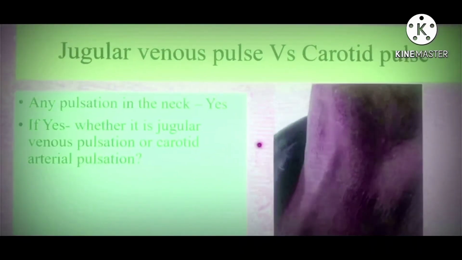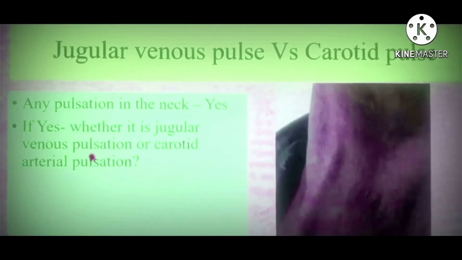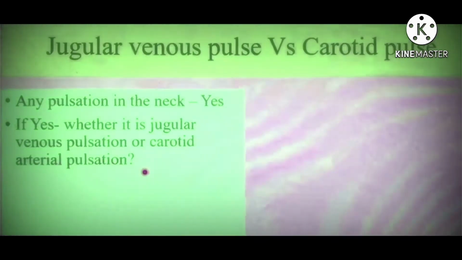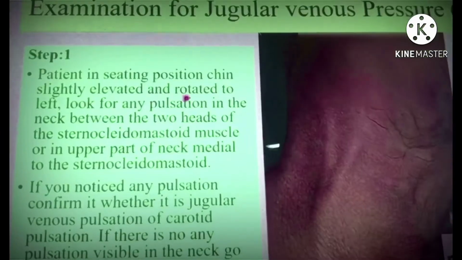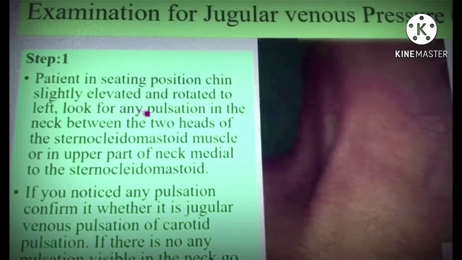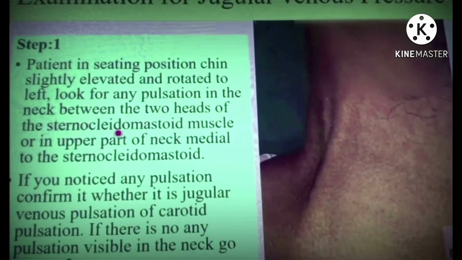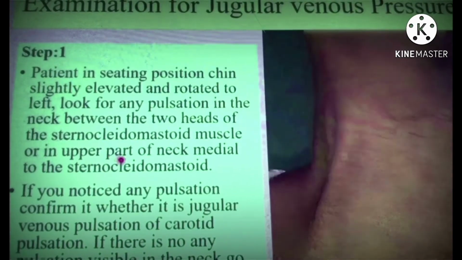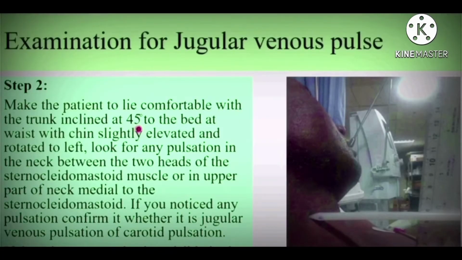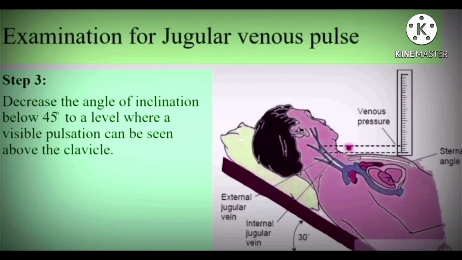Look for any pulsation in the neck, whether it is jugular venous pulsation or carotid arterial pulsation. Patient in sitting position, chin slightly elevated and rotated to the left. Look for any pulsation in the neck between the two heads of the sternocleidomastoid muscle or in the upper part of the neck medially. Patient lies comfortably with the trunk inclined at 45 degrees to the bed at the waist, with the chin slightly elevated and rotated to the left. Decrease the angle of inclination below 45 degrees to a level where a visible pulsation can be seen.